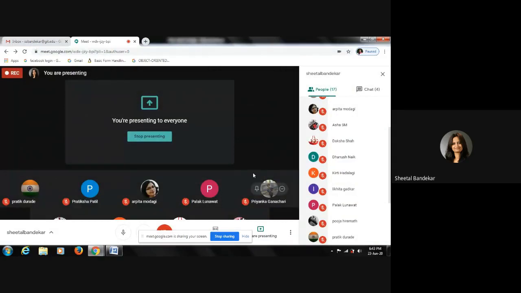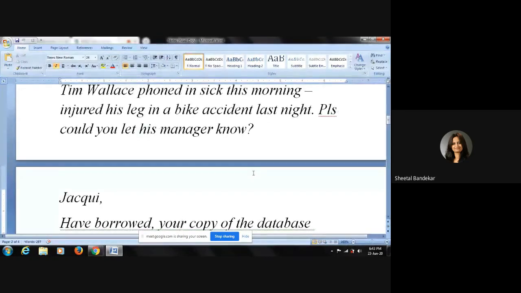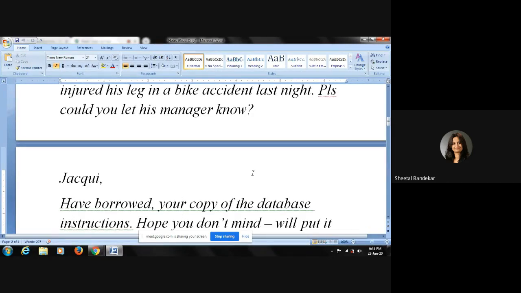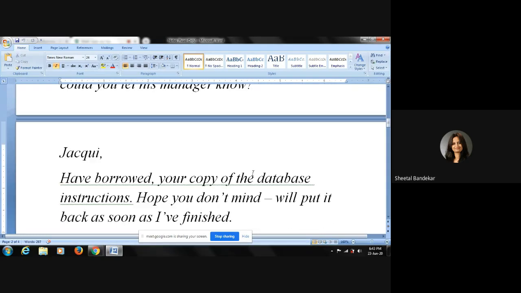So here it goes. Jackie. Now see, there is no Dear, or Dear Mr. and last name, or even Dear Jackie, nothing. Just Jackie, comma. Have borrowed your copy of the database instructions. Hope you don't mind. See, there's no full stop, just a dash. Will put it back as soon as I've finished. So this is a note in the absence of Jackie. You borrowed her database instructions copy, and then you're saying, hope you don't mind.